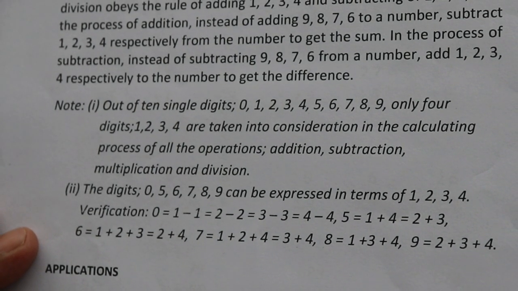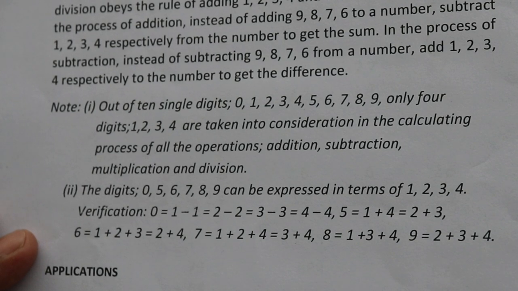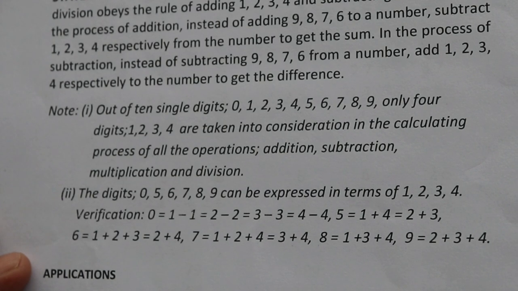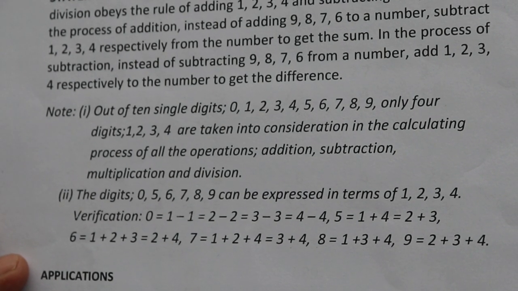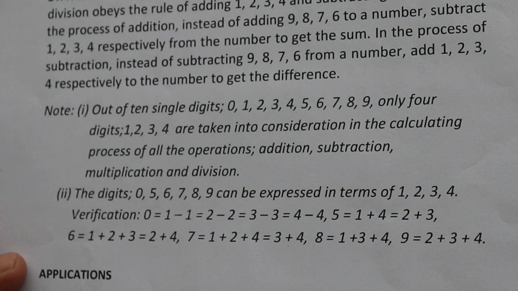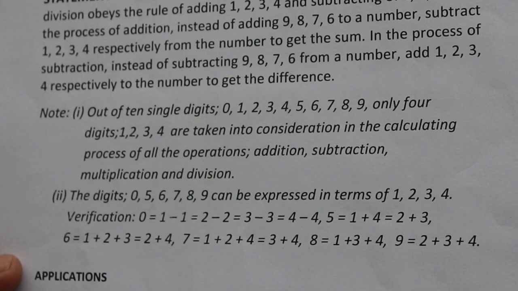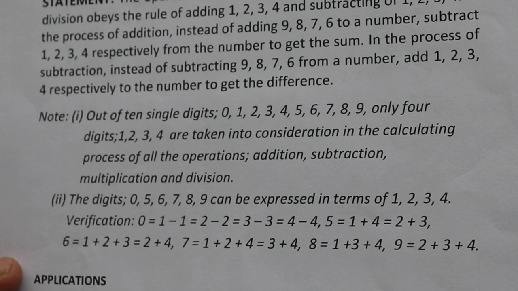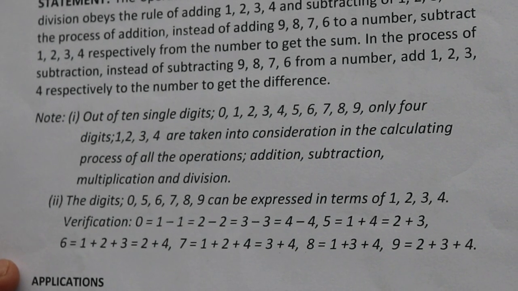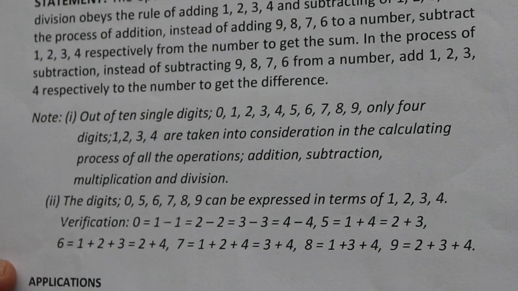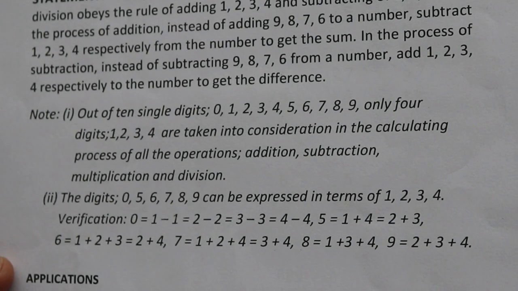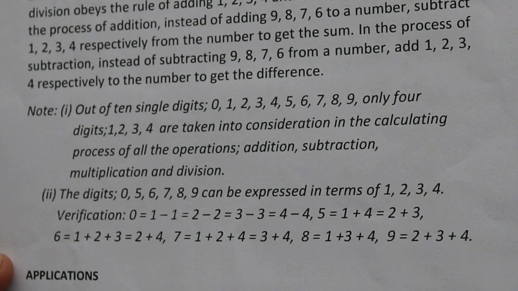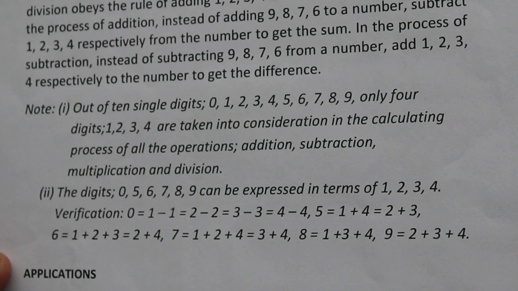Note, out of 10 single digits, 0, 1, 2, 3, 4, 5, 6, 7, 8, 9, only 4 digits, 1, 2, 3, 4, are taken into consideration in calculating process of all the operations, addition, subtraction, multiplication, and division. The digits 0, 5, 6, 7, 8, 9 can be expressed in terms of 1, 2, 3, 4.